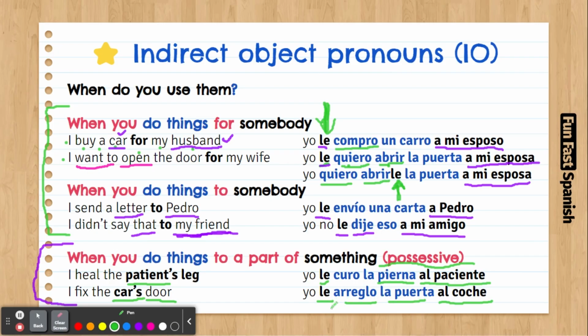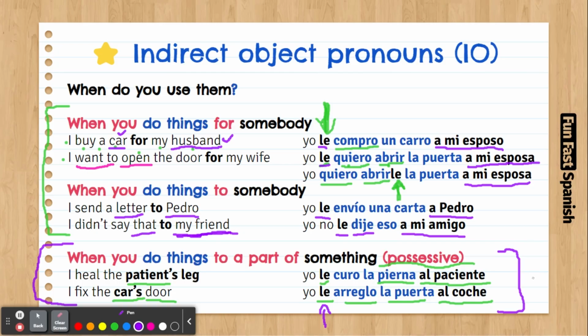So we have just one verb. Therefore, the le has to go before the verb, right? Yo le curo, yo le arreglo. We don't have two verbs in a row here, right? So the le has to go before the verbs here, curo, arreglo. And that's it. These possessives don't happen as often, but still, we use them a lot when this happens.